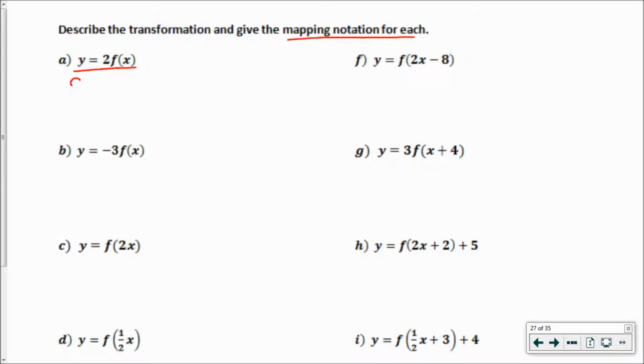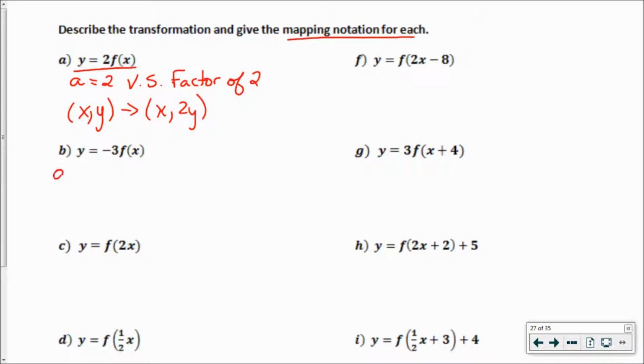So hopefully you see that a is 2, and that means we have a vertical stretch factor of 2. My mapping notation, (x, y) becomes (x, 2y). In the next one, a is negative 3. So when we have a negative value, there will be two things to consider. Firstly, a vertical stretch factor of 3. And secondly, because a is less than 0, that tells me there will be a reflection in the x-axis.